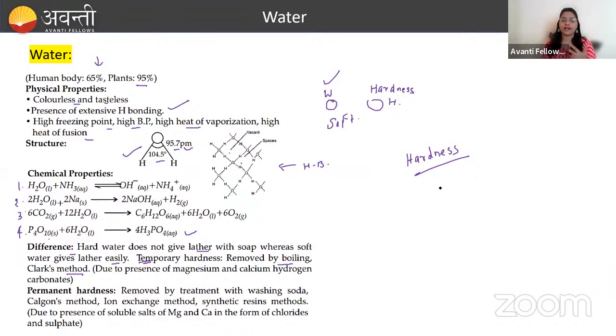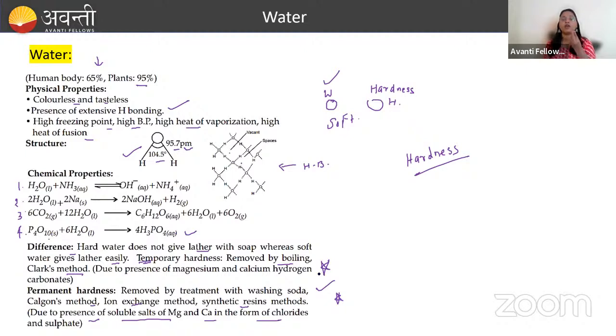Permanent hardness, which we can remove by treatment with washing soda, Calgon's method, ion exchange method, synthetic resin methods. And what is permanent hardness? It is due to the presence of soluble salts of magnesium and calcium in the form of their chlorides and sulfates. Very, very important.